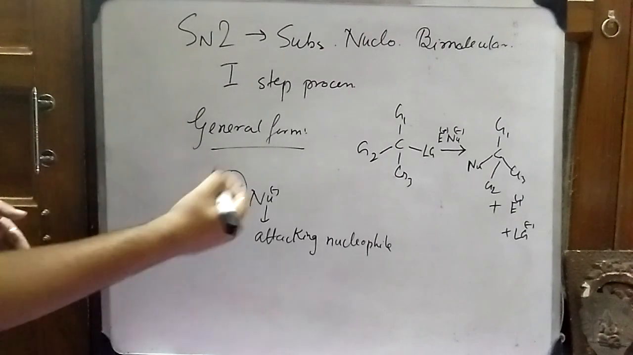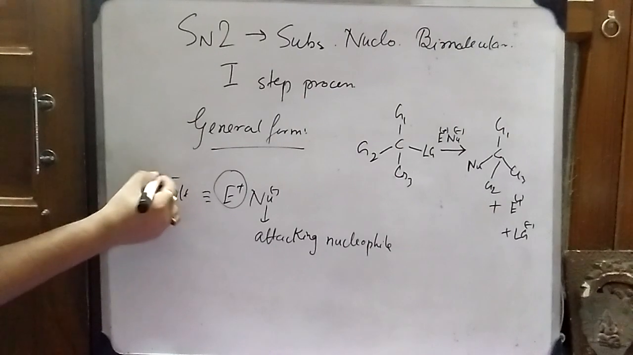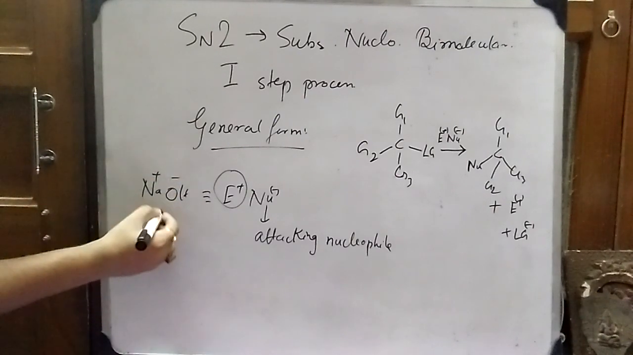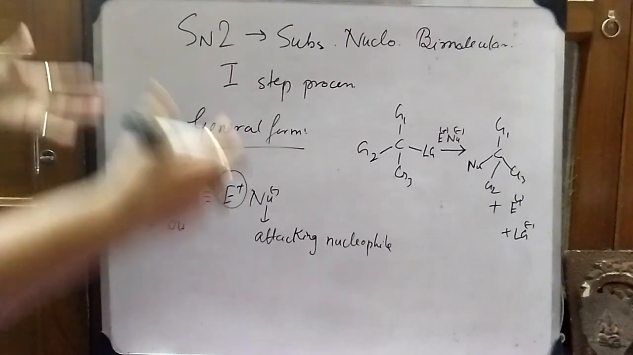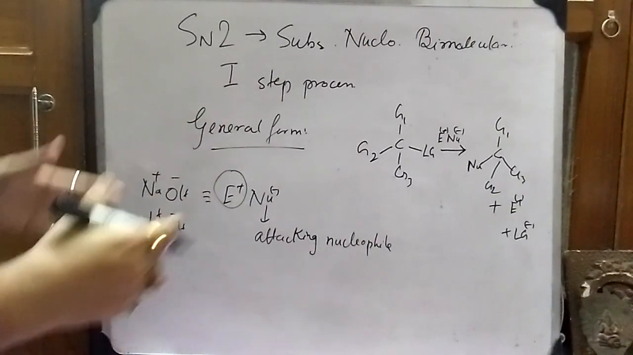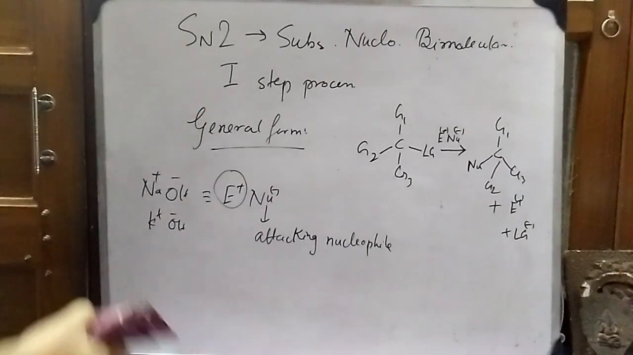Suppose we take an example, OH minus, which is a nucleophile. It must be associated with Na plus or K plus, or any other cation, to become a species or a compound. So with that said, let us go to the mechanism part.